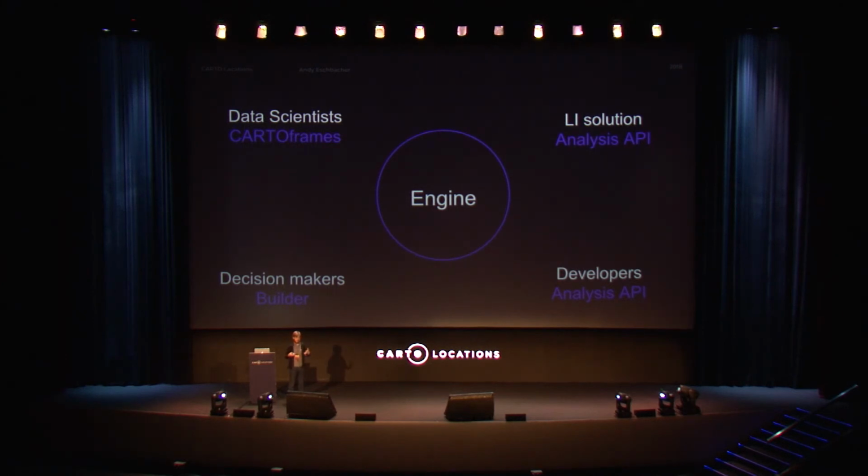As all of these things mature, Engine is going to be more and more powerful. We see Engine suiting data scientists through solutions like CARTO frames, so programmatic access to CARTO. For location intelligence solutions, something like an analysis API, which you've probably heard several times today and we'll hear tomorrow, especially with Raul Ochoa's talk. Developers might use an analysis API as well, and then decision makers will use Builder or maybe custom applications like you saw that we built before.